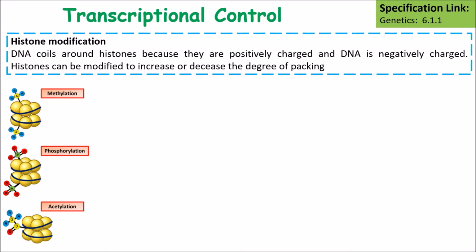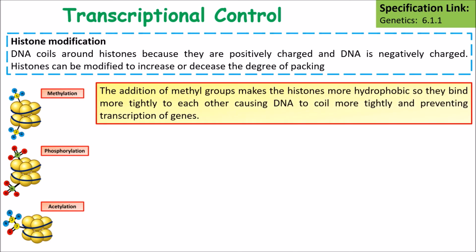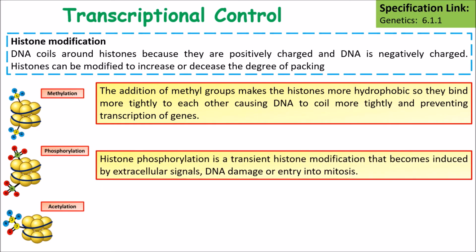DNA coils around histones because histones are positively charged and DNA is negatively charged. Histones can be modified to increase or decrease the degree of packing. The addition of methyl groups makes the histones more hydrophobic, so they bind more tightly to each other, causing the DNA to coil more tightly and preventing the transcription of genes.